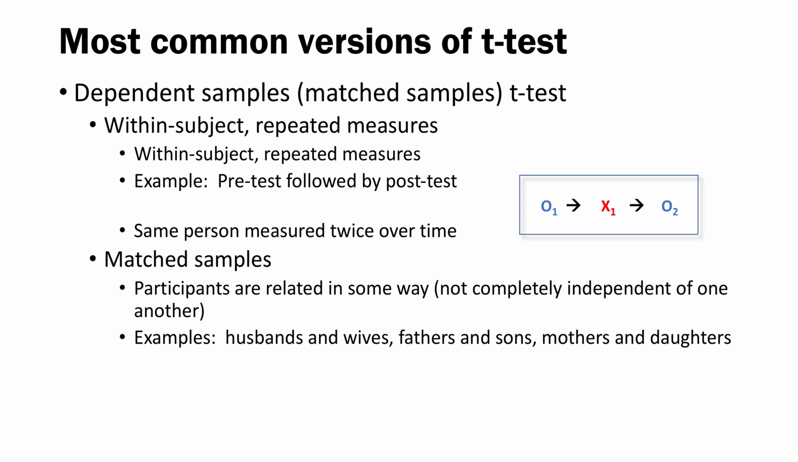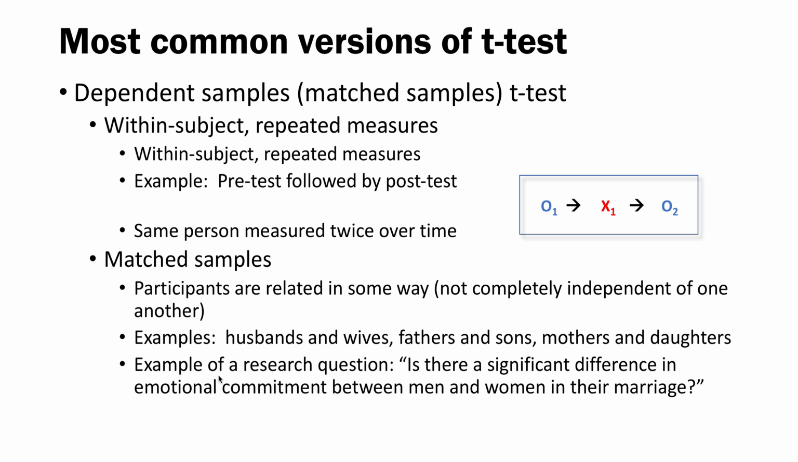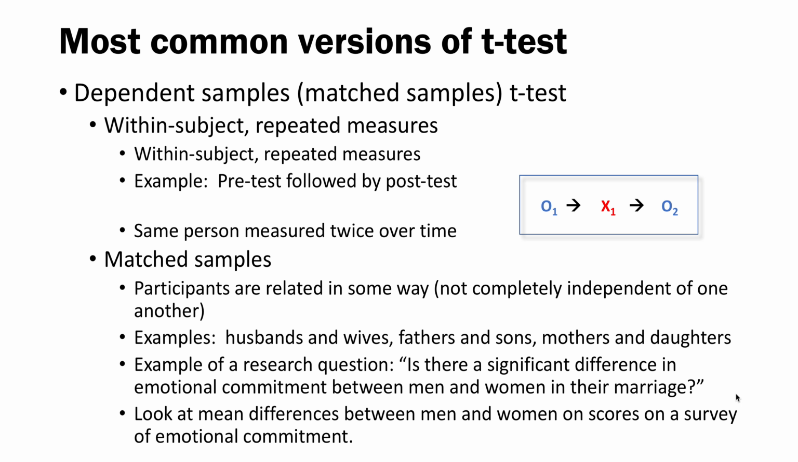The null hypothesis is that there should be no differences between myself and my mother on the outcome measure, and that should be true for everyone. That there's no relationship in the data there. So the example of the research question, though, is there a significant difference in emotional commitment between men and women in their marriage? You would have a husband fill out a survey on emotional engagement and a wife fill out the survey on emotional engagement. If it's the case that there's no difference between men and women, then the average difference score between men and women should be 0.